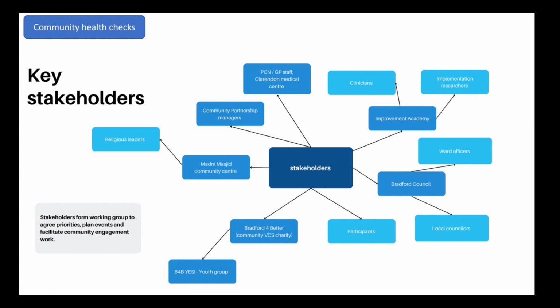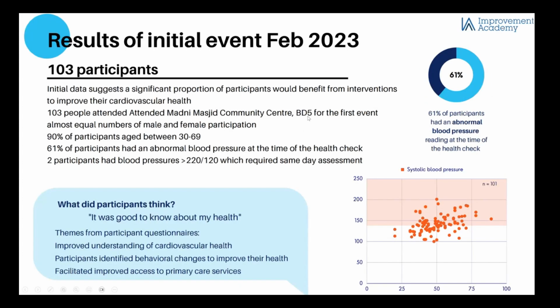This has become a social thing. Oh, we all want to do something about this, right? We care about this. And so what was the result? Well, the first day they did it, and they're still doing it today, 103 people turned up, 90% of them were between 30 and 69, 61% had abnormal blood pressure, and 2 of them had to go straight to hospital. So in a way, they've replaced the system with something else that's very effective. It's a good example of how you might bring some of these ideas in to do implementation.